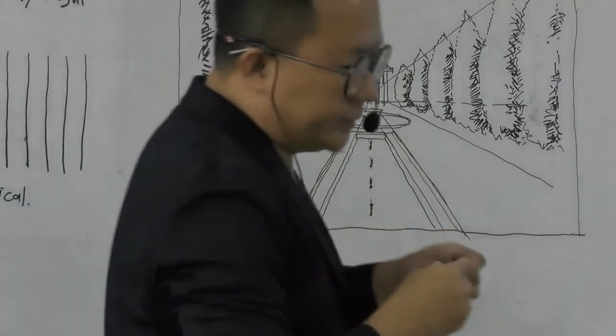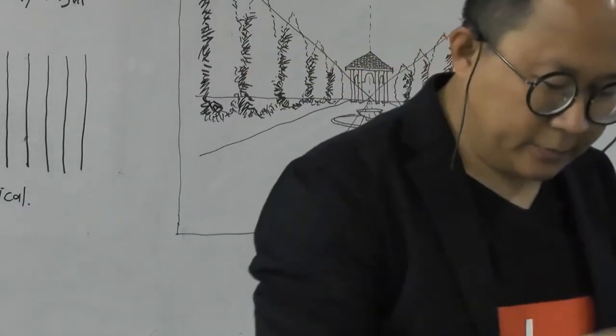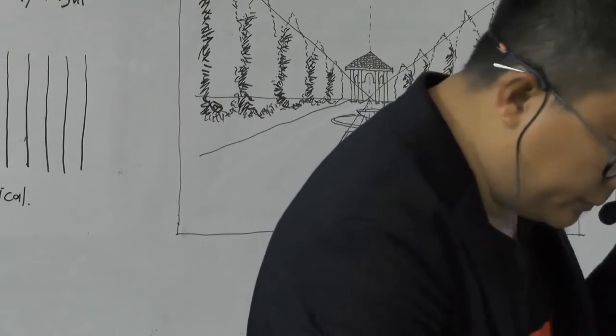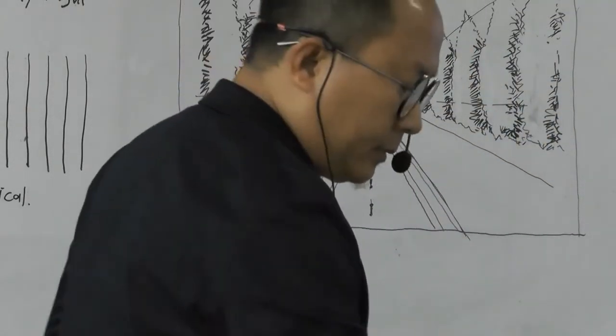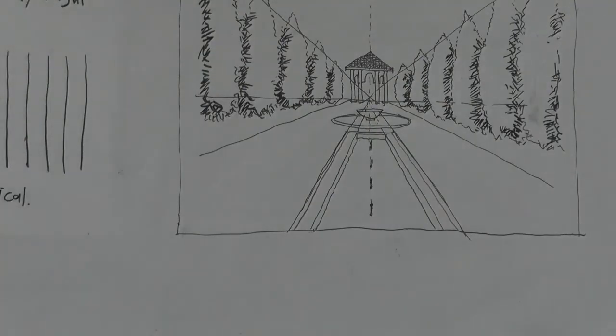If you're using a pencil, just make it slightly darker, then it becomes a shadow. Okay, can explain.